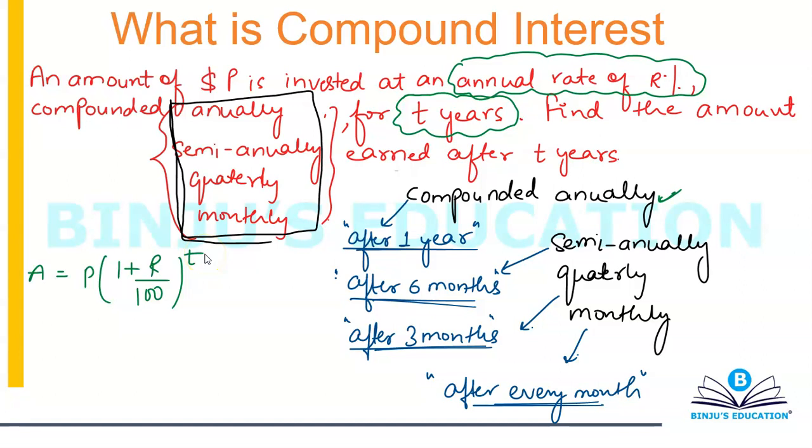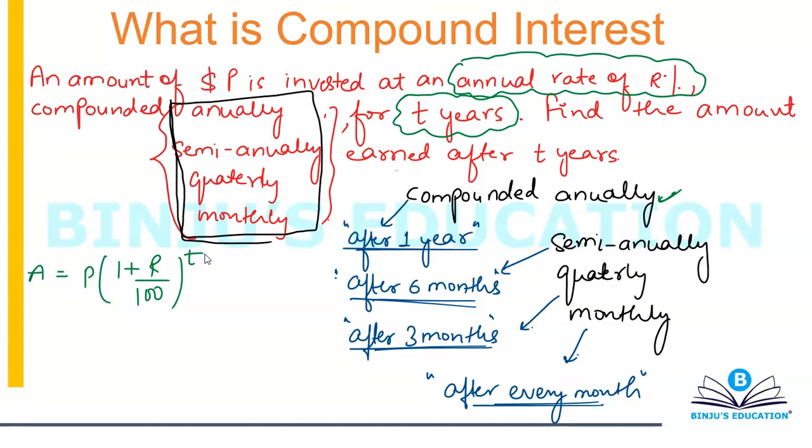Why? Because you have an annual rate of interest, you're receiving your interest after t years, that is also in years, and your compounding cycle is also in years. Nothing is going to change. But when you talk about semi-annually, some things are going to change, and we're going to use our logic. We will not memorize anything.